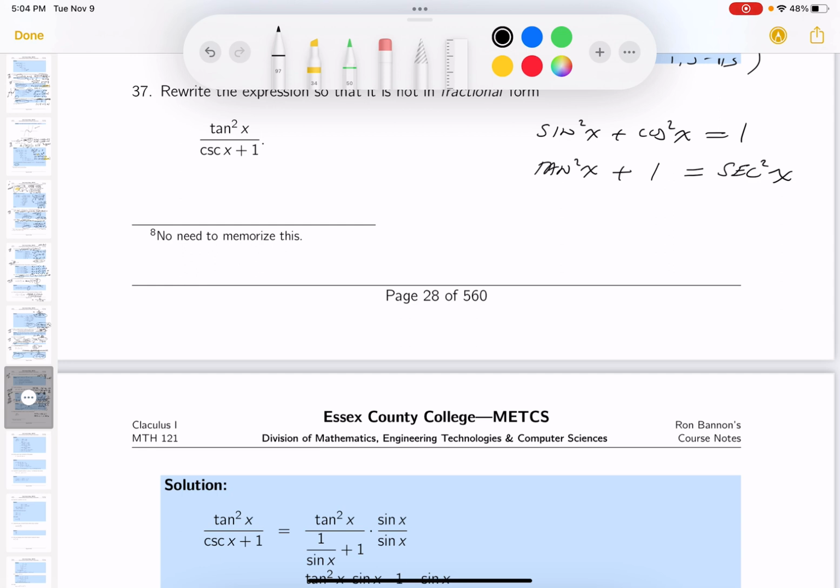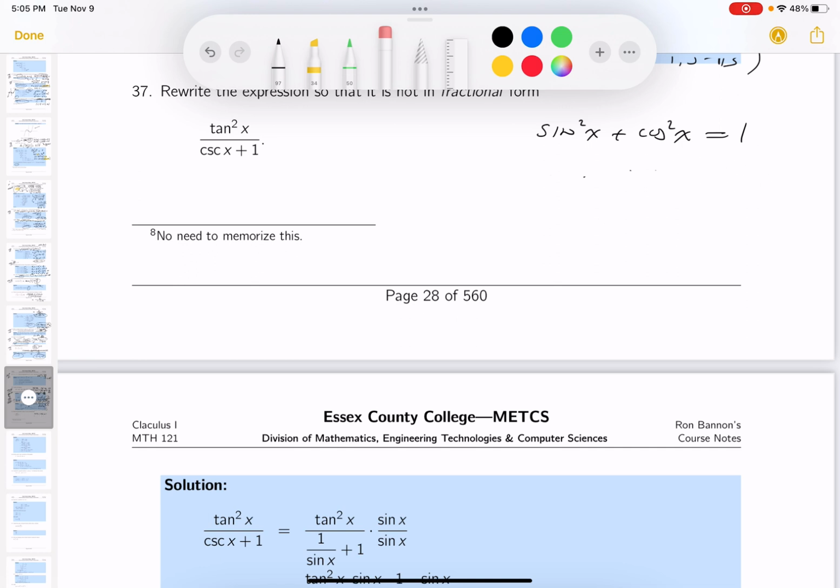Let's see if I did that right. Sine over cosine. Yeah, I did it right. I'll write that down. So what's tangent squared equal to? Secant squared minus 1. You know what? That might be a dead end too. So I'm going to try something else. I'm going to keep this up here though.